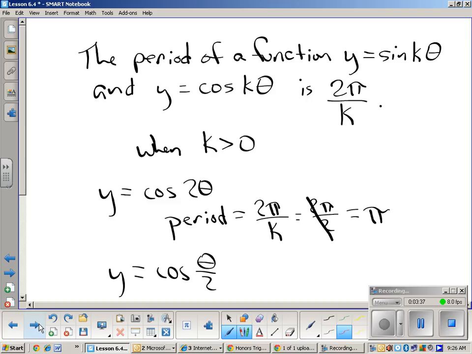The period of a function. Y equals sine k theta, and y equals cosine k theta. The period is 2 pi divided by k, when k is a number greater than 0. So k can't be a negative number. Okay? And then below the line is an example. Let me pause.